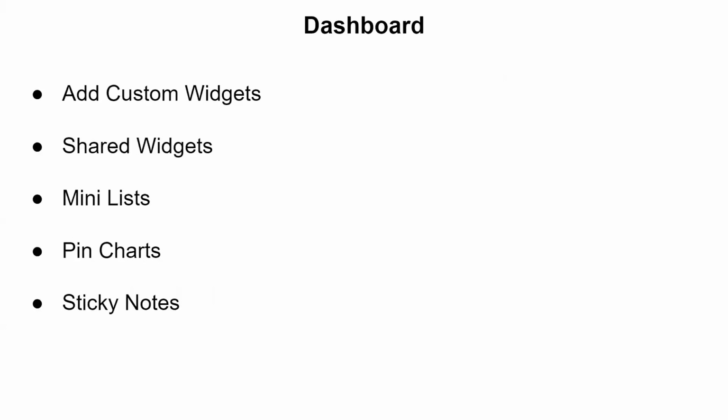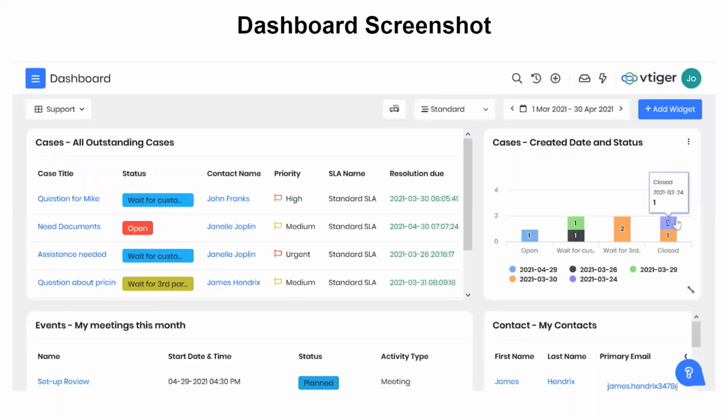So I wanted to start off with a slide on Vtiger's dashboard, as this will be the default page that a customer service manager will land on after logging into Vtiger. So the dashboard allows for a customer service manager to create custom widgets and add them to your dashboard. And any shared widgets, mini lists, pin charts, and even sticky notes can be added, giving the support manager a detailed overview of everything going on with your support teams and anything that might need your attention. So here's a screenshot of the dashboard that a customer service manager can set up. You can see here that we are viewing all outstanding cases.